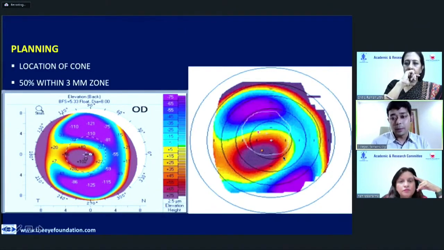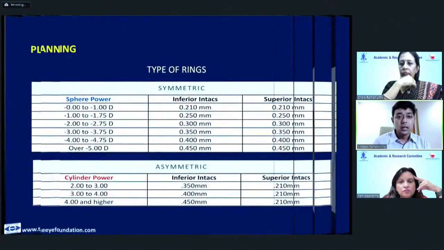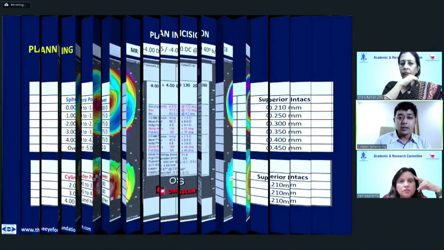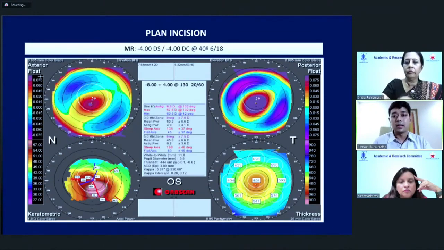If more than 50% is outside the central 3 mm zone, then we call it a decentered or an eccentric cone. The reason is that this decides the type of segment we are going to use. If it is a symmetric, centered cone, we use symmetric segments. If it's a decentered cone, we use asymmetric segments, a thinner segment superiorly and a thicker segment inferiorly. We also look at planning the incision.